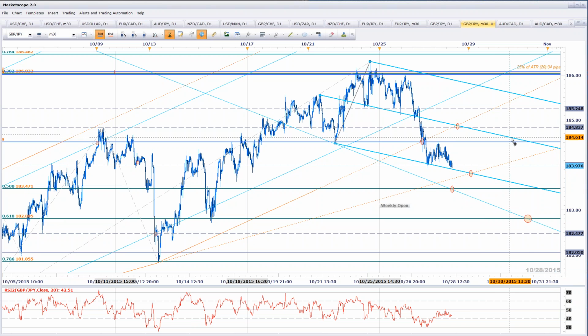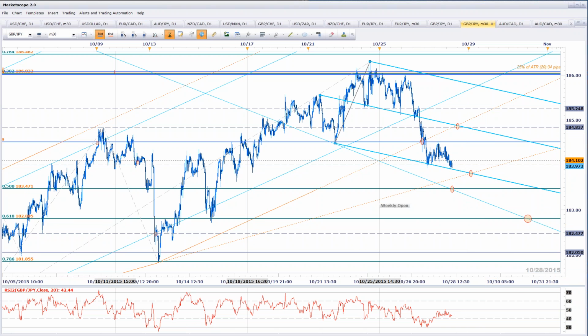So this is the operative structure we're looking to trade within. Keep in mind, you're getting some wicked divergence here. So if we do see a topside pop, we'd be looking for short triggers near this region. All right, so that's sterling yen.